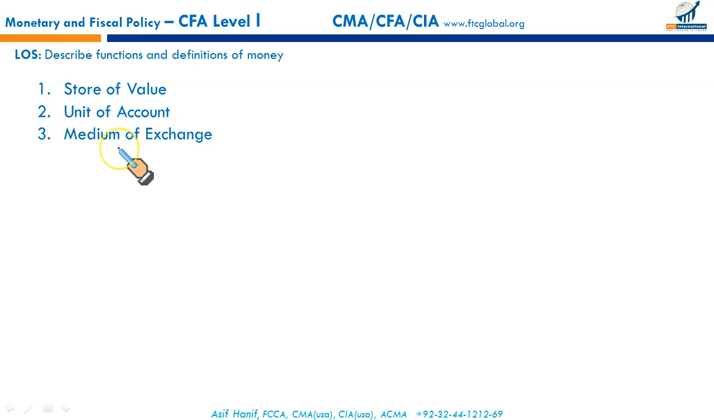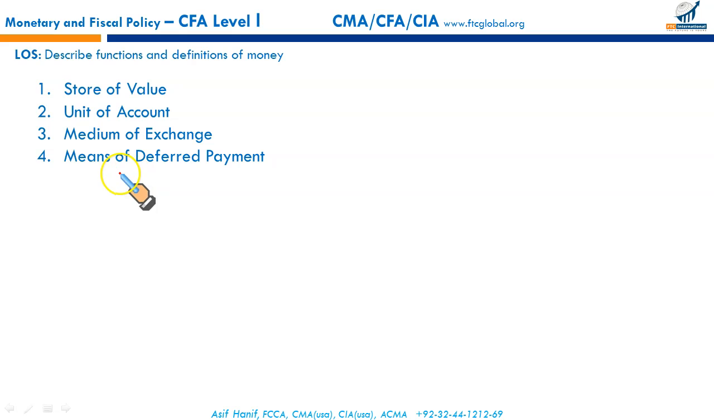Then next is the medium of exchange. That means money is used to buy goods and services. I buy goods and I pay money. Someone buys my services, like the CFA training, they pay me money. So money is used as a medium of exchange. It is used to buy goods and services. So effectively, money represents liquid assets for making purchases or settling debts.